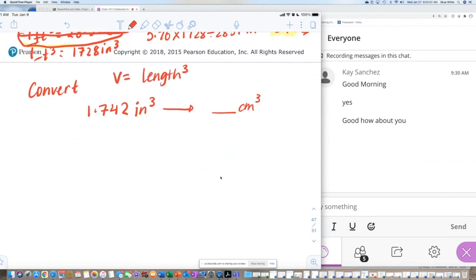That means we're going to be looking at the volume section, right? To see, do we have a volume conversion that goes directly from inch cubed to centimeter cubed? If not, look at volume first.